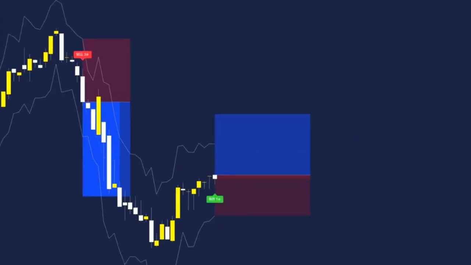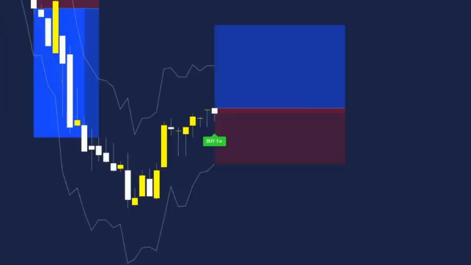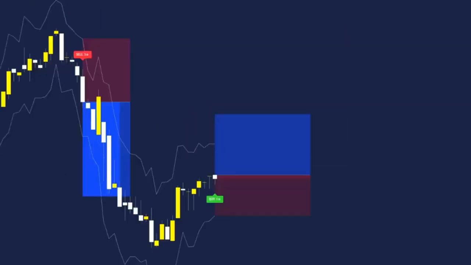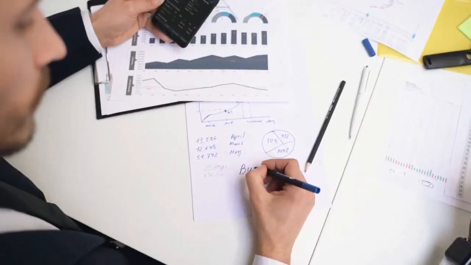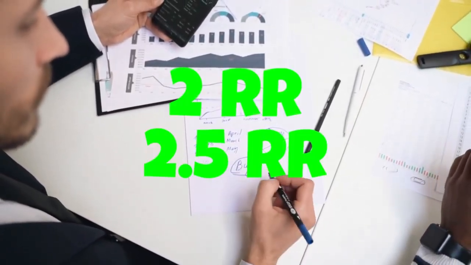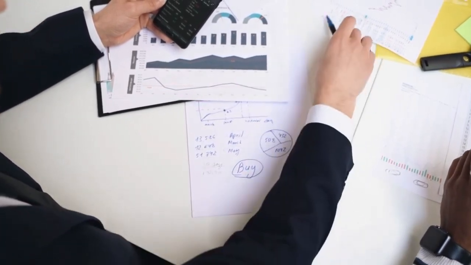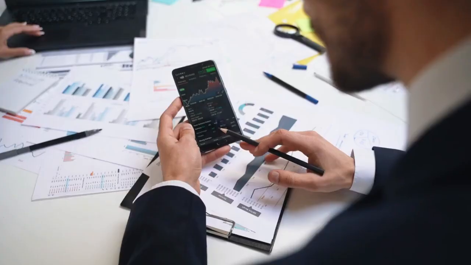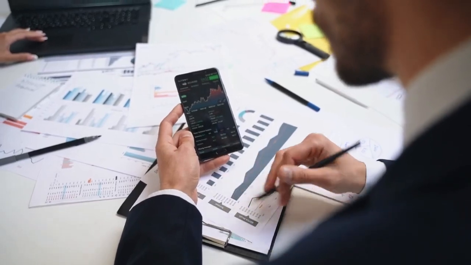So again, we enter on the close of the candle, making sure that we set our stop loss at the ATR line and targeting that 1.5 risk to reward. If a 1.5 risk to reward ratio is too low for you, then maybe try a 2 or 2.5 risk to reward, but personally I have had the best results with this testing, and the lower the risk to reward, usually the higher the win rate.